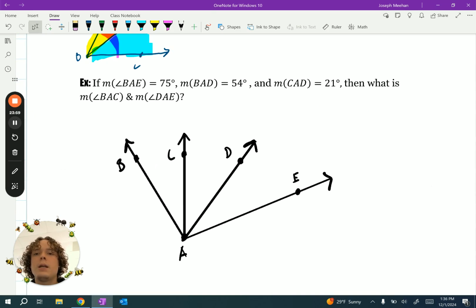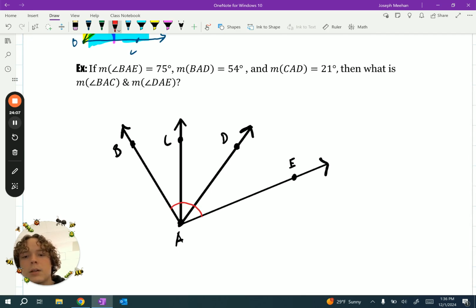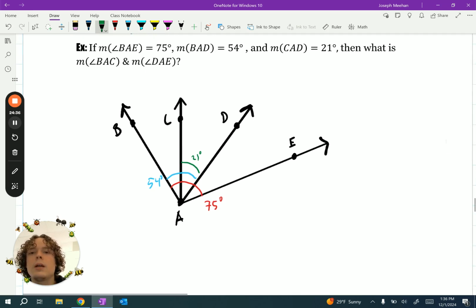All right, example. It says if the measure of BAE equals 75 degrees, I'm going to write that in. BAE is 75. BAE is kind of like that larger angle. So I'm going to write a big red arc, and off to the side here I'm going to put 75 degrees. And it says the measure of BAD is 54. BAD is 54. I'm going to put another, blue arc right there and say that that's 54 off to the side. And then CAD is 21. Let's do that in green. I'll put a green arc and I'll say that's 21 degrees right there. Then what is the measure of BAC and DAE?